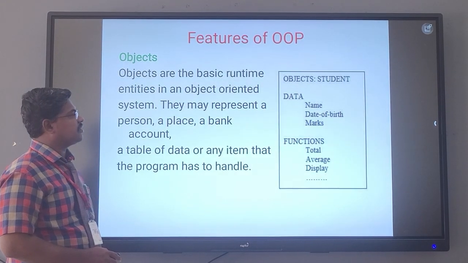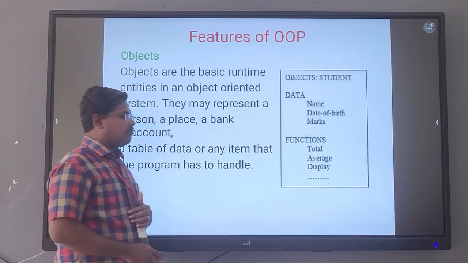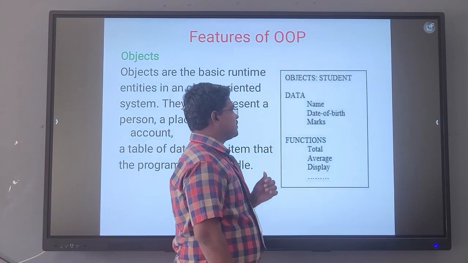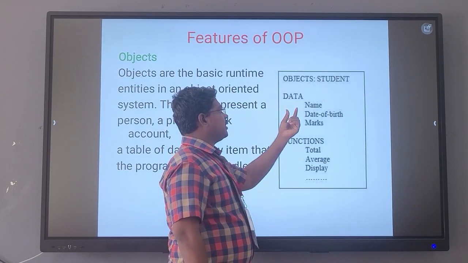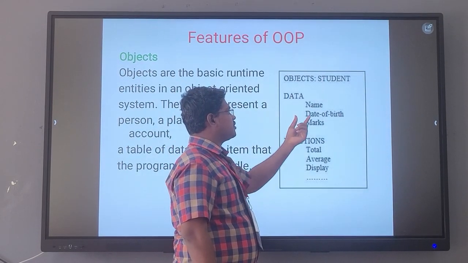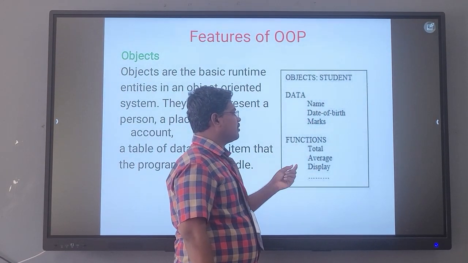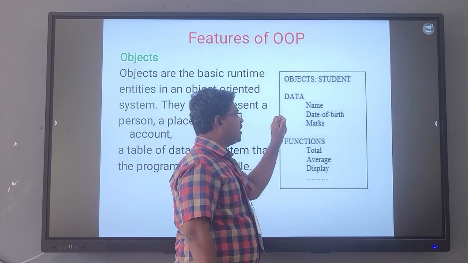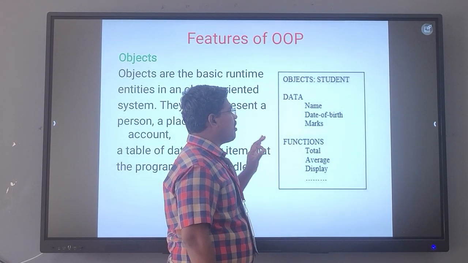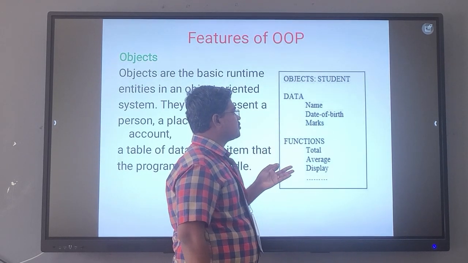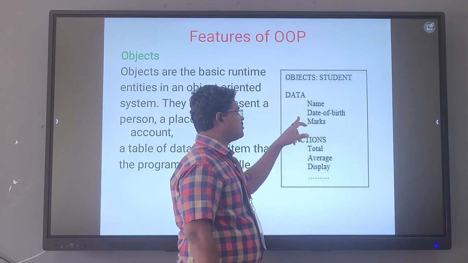The first feature of OOP is the object. See the picture. For example, you want to create an object whose name is student. What data belongs to the particular object? The student's name, date of birth, marks. These are the data members. Name means the value of the name, for example, Kumar. Date of birth, 7/2/2022. Marks, the marks secured. The marks the particular student secured are stored in the particular variable.